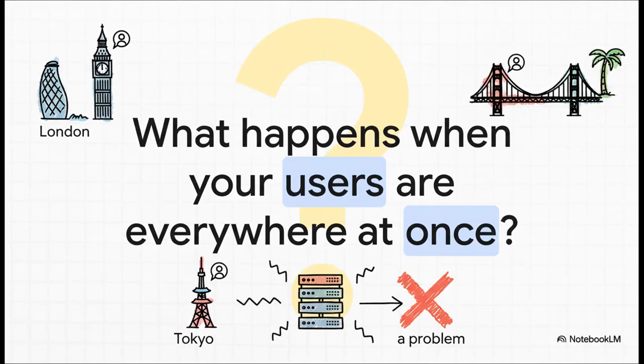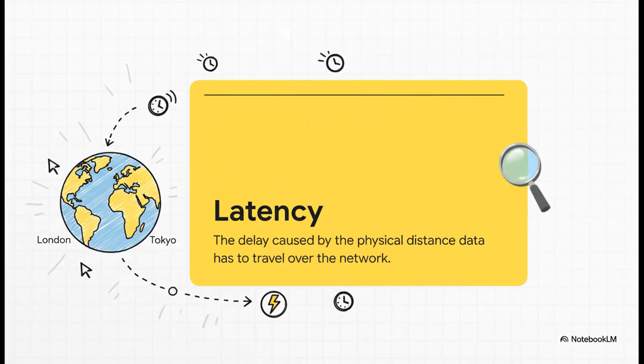So you have to ask the question, what happens when you've got a user in London, another one in Tokyo, and a third in San Francisco, all trying to use your app at the same time? You can't just put a server right next to every single person on Earth. So you've got a problem. And that problem is called latency.